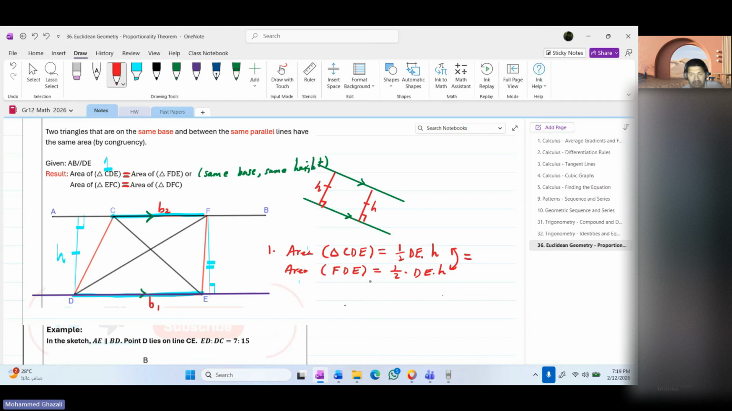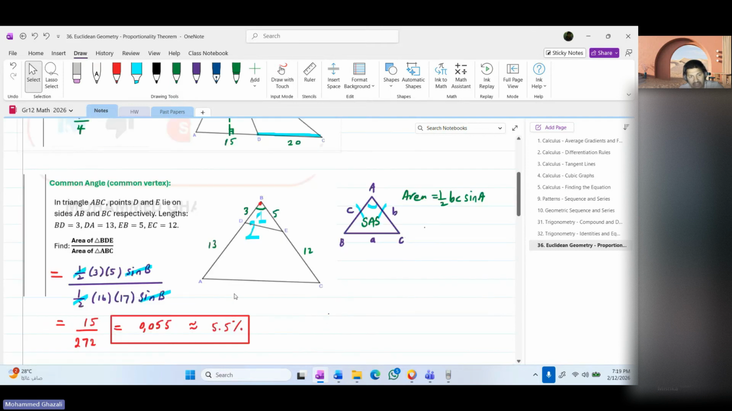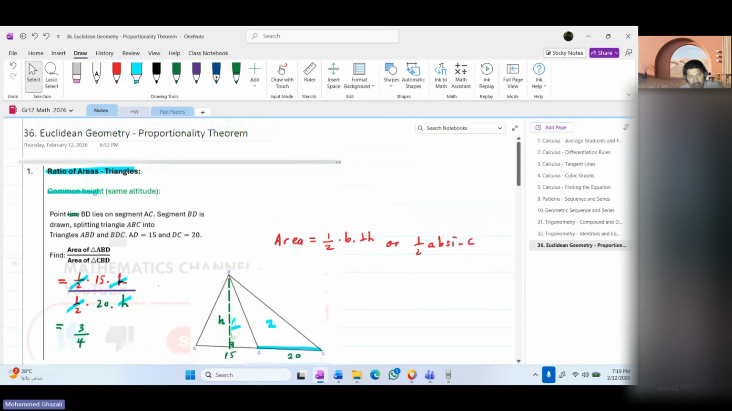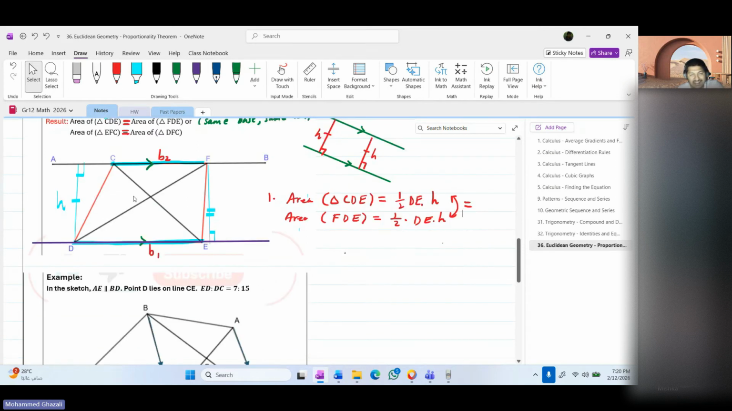Okay, so I hope this is clear now. Are we good, Mishka? Now, we good? Yes, sir. All right, excellent. Now, you only need these two pieces of information. You need this information about the altitude, and you need this information about same base, same height to prove the proportionality theorem.